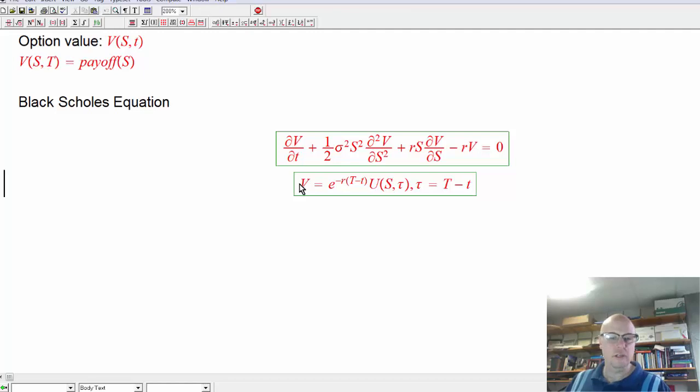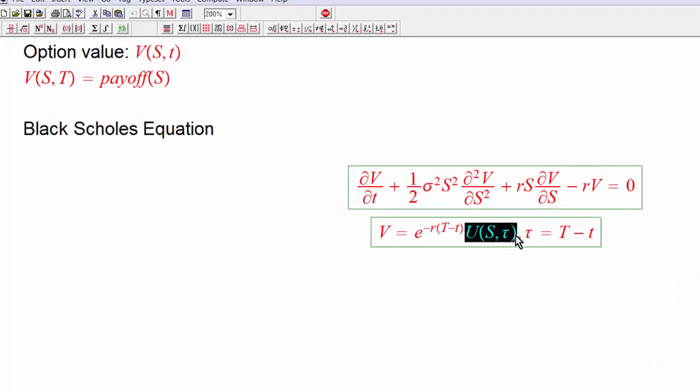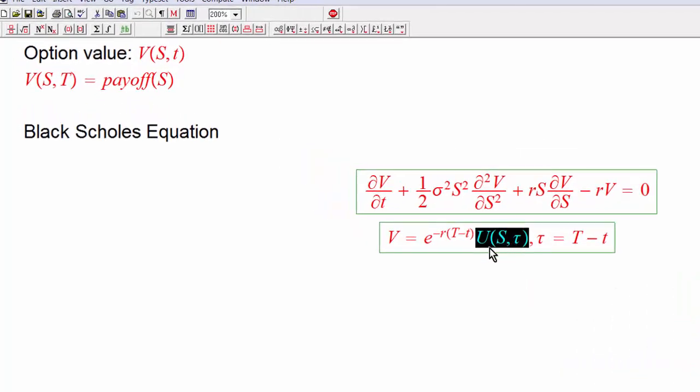Our first substitution is, I've got V as a function of S and t, and I'm going to make it equal to this time value of money piece, e to the minus rt, times U of S and tau. I'm replacing the time part with tau, think of tau as the time left. So tau is equal to the expiry time minus the time it is now. When tau is equal to 0, the time is capital T, so the payoff would be when tau is equal to 0. So I need to do these derivatives.